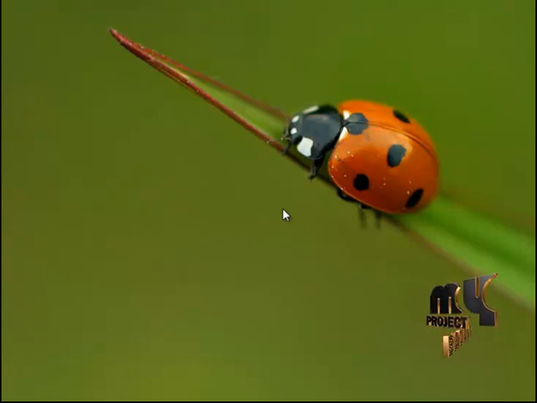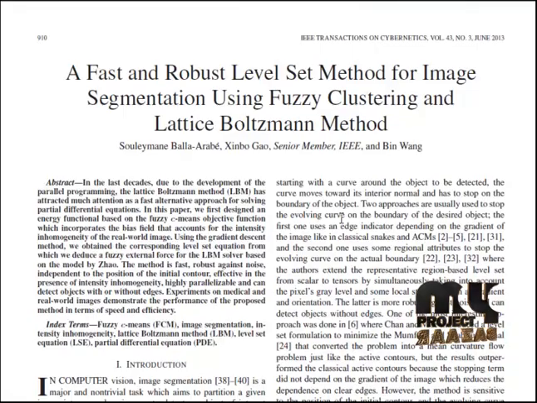Let me discuss the project about a fast and robust level set method for image segmentation using fuzzy clustering and the Lattice Boltzmann method. In this paper, we propose that the Lattice Boltzmann method is used to solve the level set equation. The proposed method is based on the approach of the LBM and the probability density equation solver, defined in the proposed method using a modified fuzzy clustering method.